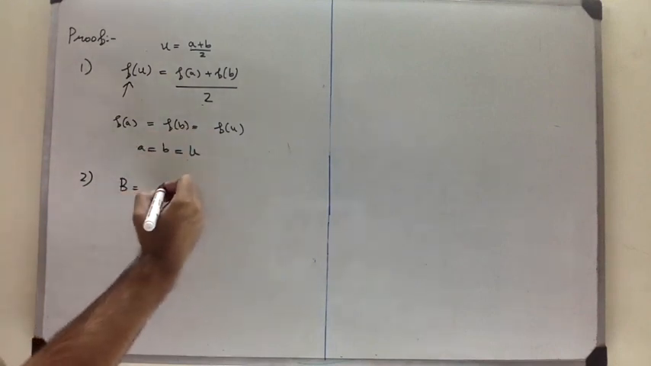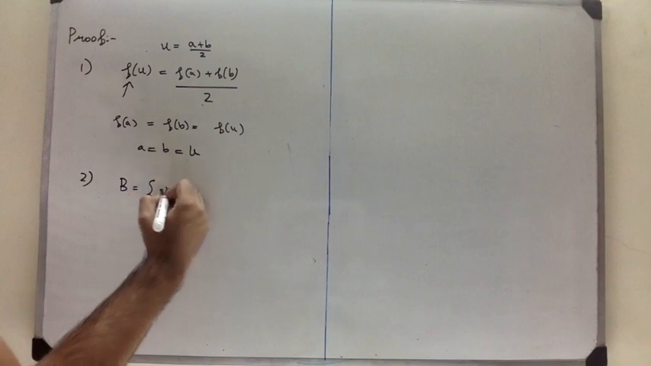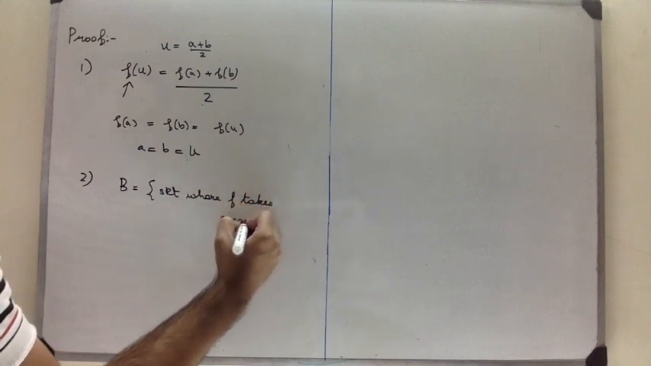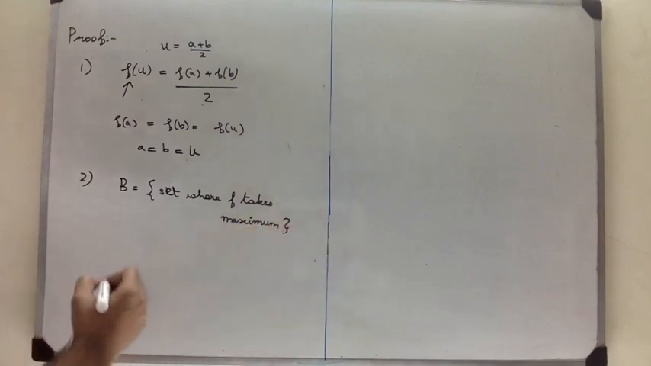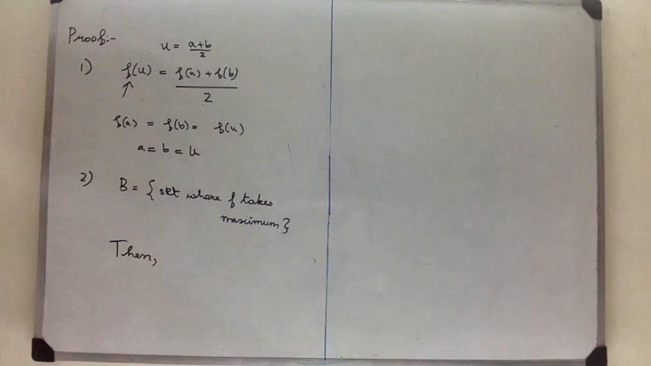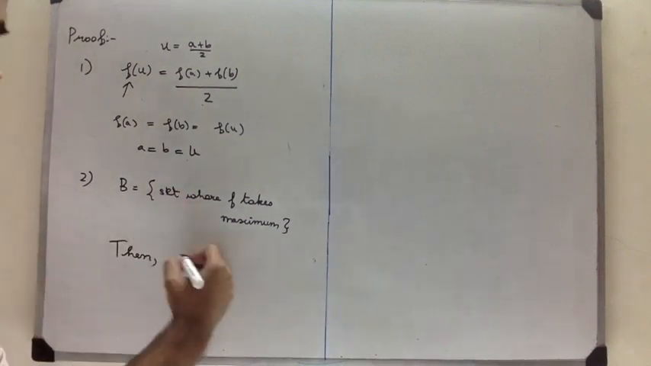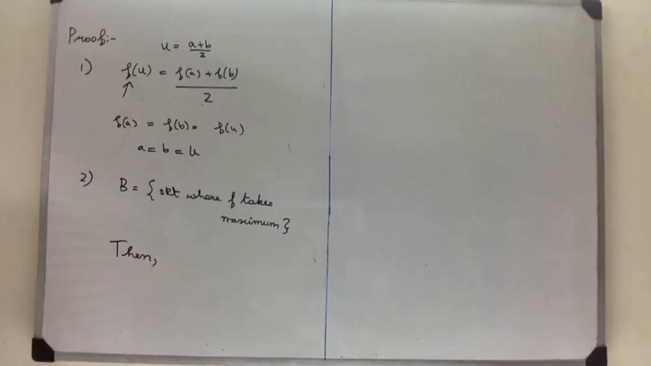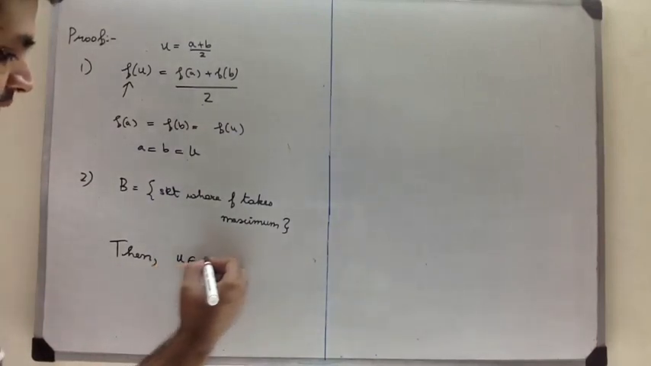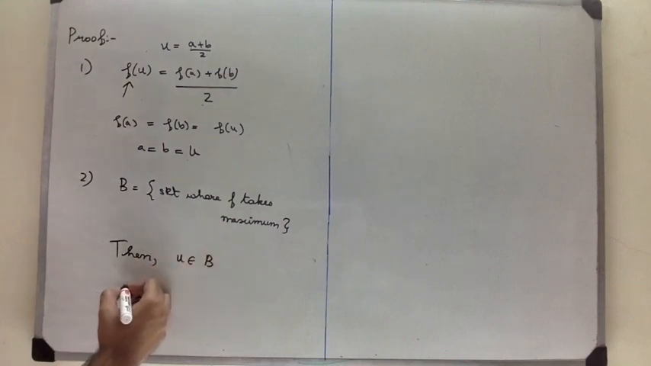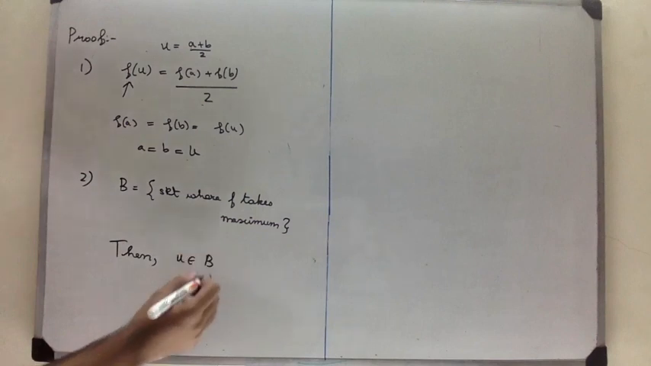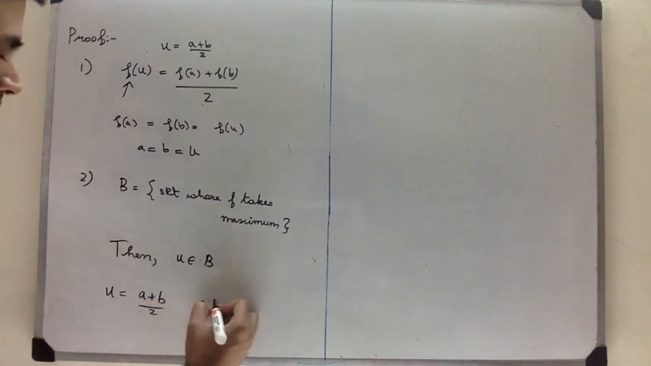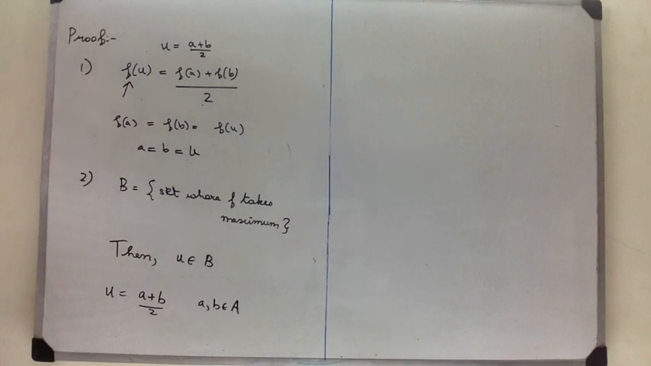Secondly, suppose B is the set where f takes its maximum. Now again, suppose you pick an extreme point of B. In particular, we want to show that if u is written as (a plus b) by 2, where a, b lie in A, then a and b are both equal to u.